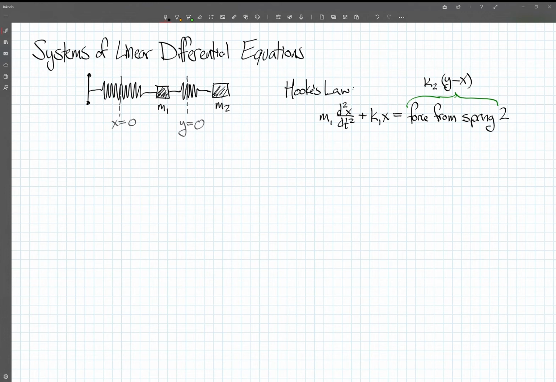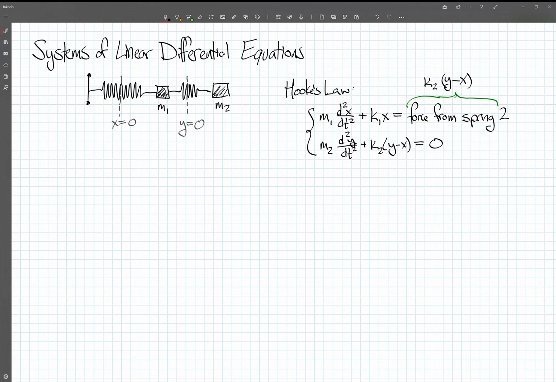You can see the equation involving x necessarily involves y. Let's write down the equation for y. You should think of the second spring as basically acting independently. The only difference is that if the first spring is extended really far, then the equilibrium position for the second spring has to change. And so instead of getting the normal equation from Hooke's law, you get k2 times y minus x. So that is a system of differential equations.